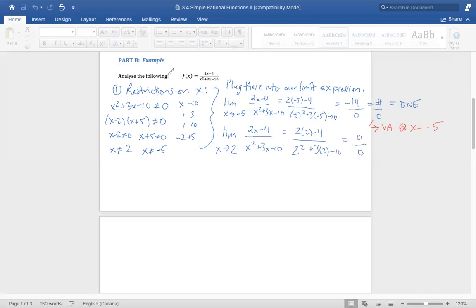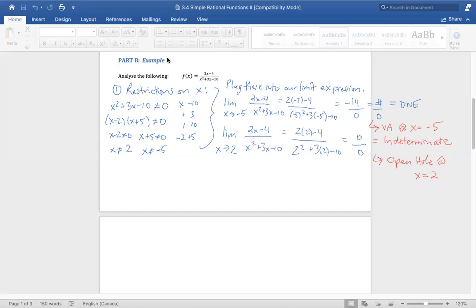So that would be today's lesson, which indicates that it's an indeterminate, which means that I have an open hole. Okay, so two different things. I have a vertical asymptote happening at x equals negative 5, and I have an open hole happening at x equals 2, which you'll see when I graph all the way at the end of the question here, right?